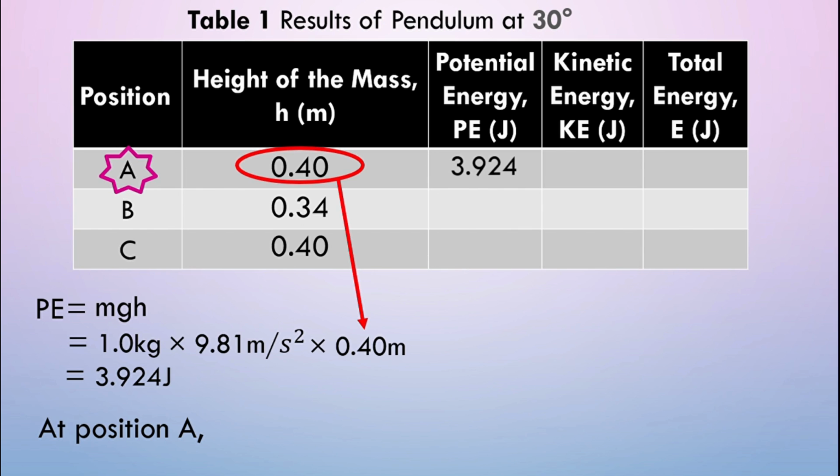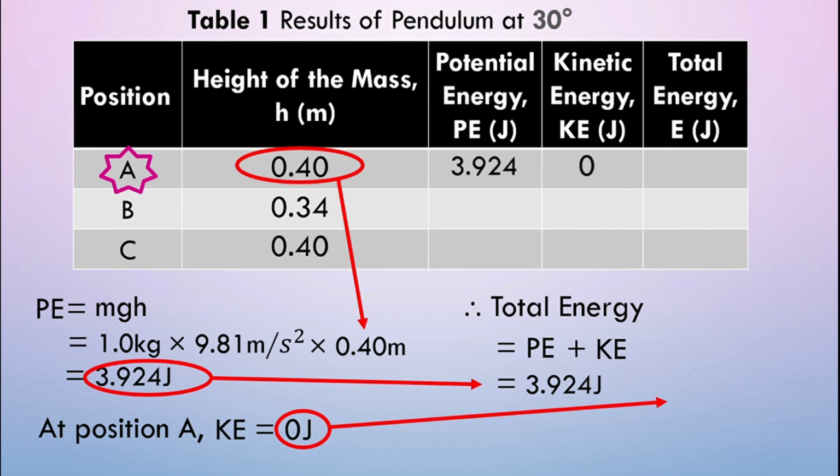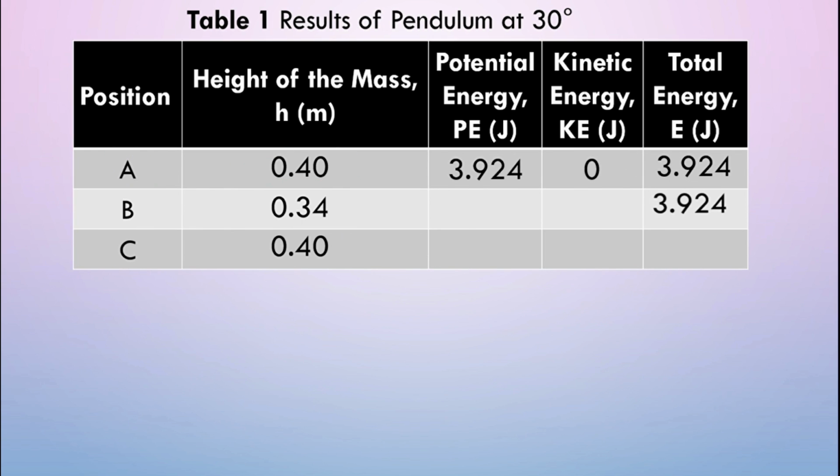At position A, the kinetic energy is equal to 0 joules. Therefore the total energy, equal to potential energy plus kinetic energy, where potential energy is equal to 3.924 joules, plus kinetic energy is 0 joules. Therefore, the total energy is equal to 3.924 joules. Since the energy is conserved, the total energy is the same.